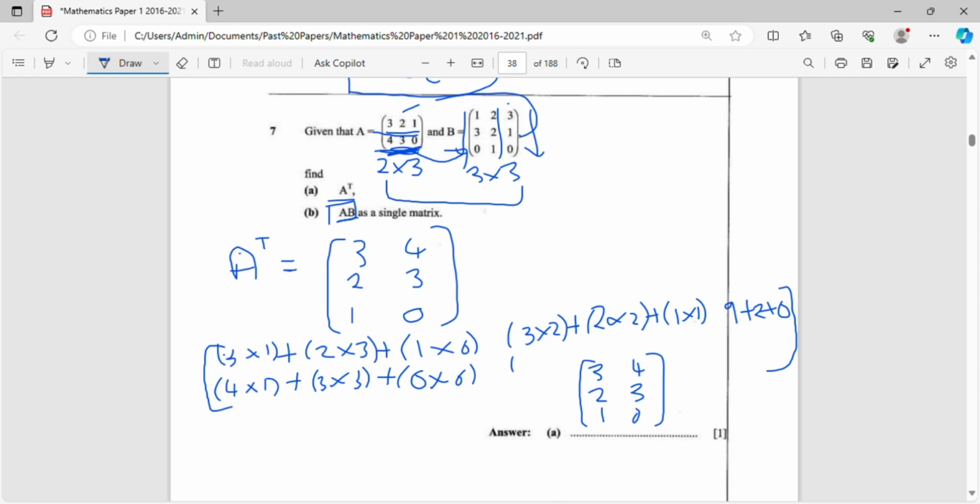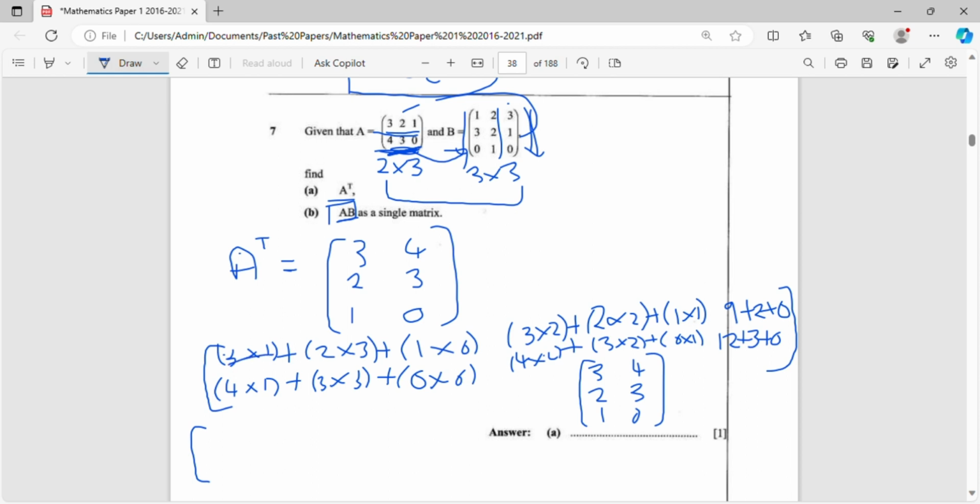So 4 by 2 plus 3 by 2 plus 0 by 1. Then now multiplied by the third column, so it will be 4 by 3, which is going to give us 12, plus 3 by 1, which will give us 3, plus 0 by 0, which will give us 0. So now we're just going to simplify it.